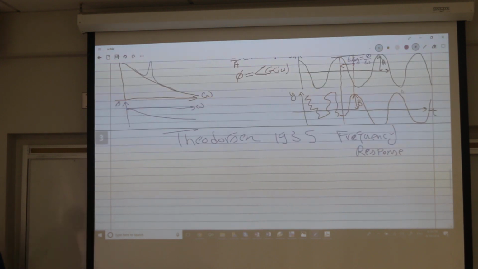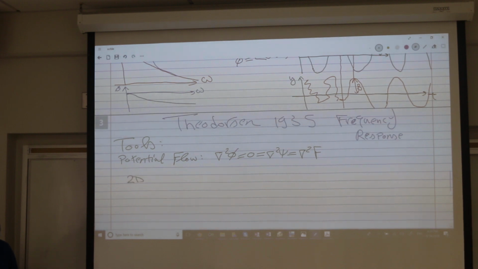So to do Theodorsen, let's recall our tools. What do we have? We have potential flow: the Laplacian of phi equals 0, the Laplacian of psi equals 0, the Laplacian of f equals 0, and the complex potential. We also have two dimensions, potential flow, so together that means we can do conformal mapping. In particular, since we're doing a flat plate, we have a map from the cylinder to the plate: z equals zeta plus a squared over zeta. If this is the radius, then the plate spans from 2a to negative 2a.